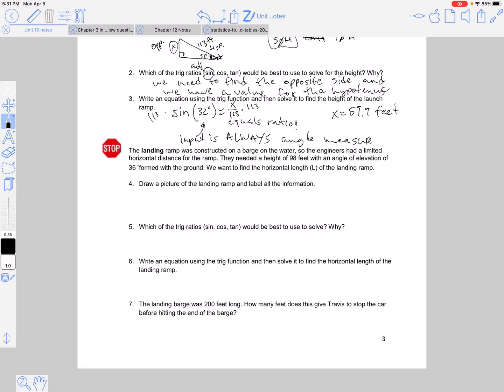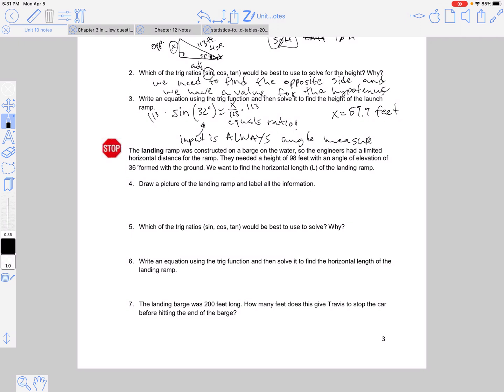The landing ramp was constructed on a barge on the water. If you've ever seen a barge, they're big, but if you've ever had to slam on your brakes, sometimes it takes a while to stop. So kind of an interesting situation that they put him in right here, or he put his engineers in. He had a limited distance to stop. So they needed a height of 98 feet with an angle of 36 degrees. That's just the physics of the car landing, that's what they needed.